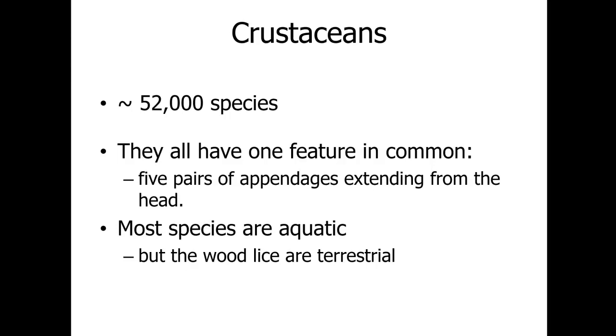Most common feature is that they have 5 pairs of appendages extending from the head. 3 are going to be used for feeding, while 2 are going to be used as antennae and help to sense their environment. There's going to be about 52,000 species. And so they have that one common feature, which is those 5 pairs of appendages.